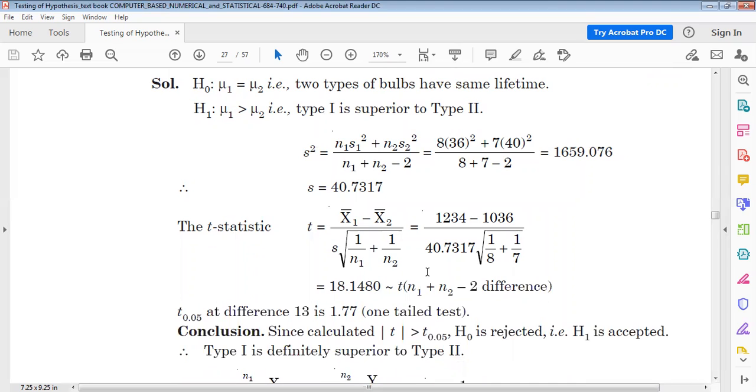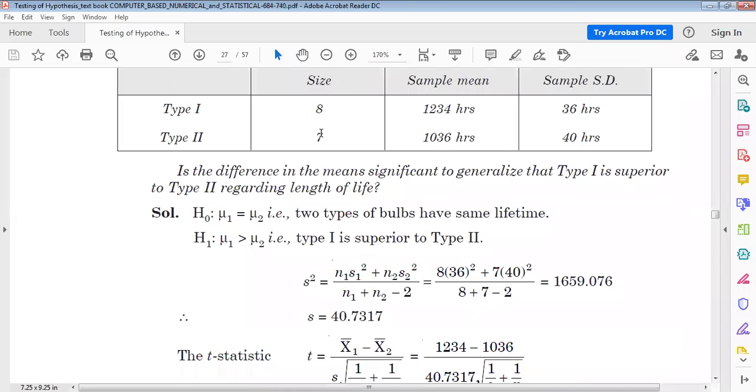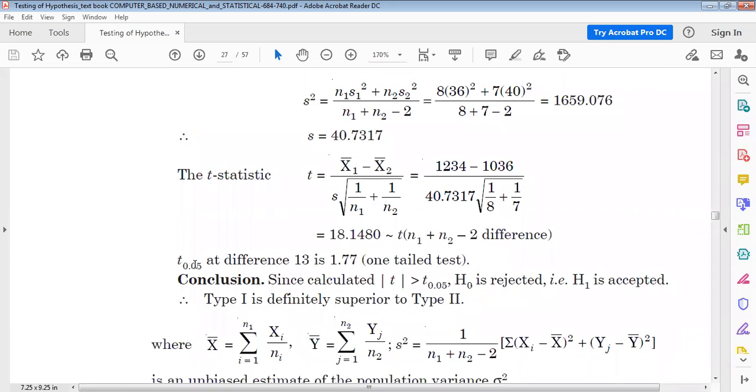Understand? And the degrees of freedom will be n1 plus n2 minus 2. So degrees of freedom means 8 plus 7 minus 2, which is 13. So at 5% significance level, for degrees of freedom 13, the table value is 1.75. Understand?